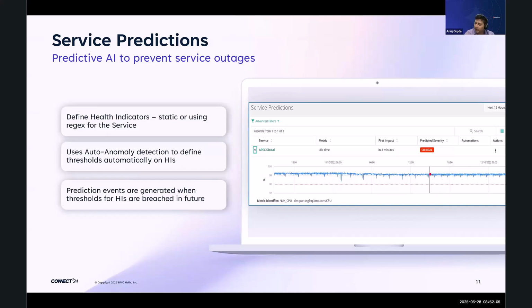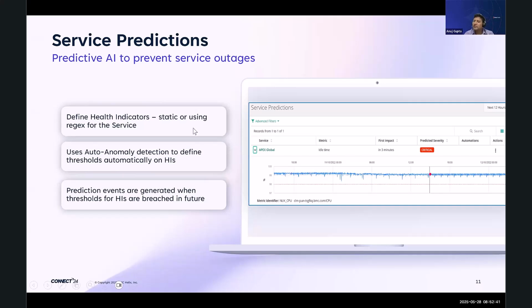Next piece on the service prediction. So we have this predictive AI capability to generate these prediction events on the health indicators, right? What we have done is that now we have extended our health indicators definition to also define them using the regex based capability. So either you can say a so and so metric on a given server, or so and so metric across this set of servers using a regex, and they can be immediately selected as a health indicator.